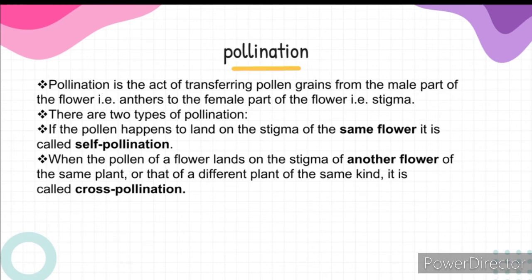Moving on to learning about pollination. Pollination is the act of transferring pollen grains from the male part of the flower, for example anthers, to the female part of the flower, for example stigma.